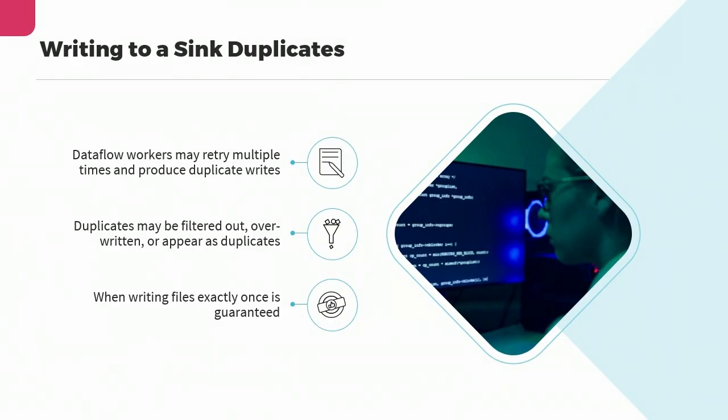So it's not that Dataflow is not processing the message only once, it's actually processing the message multiple times, but the byproduct of the file system makes sure that there's only going to be one file. You can't have more than one file with the same name, same object key, in a bucket.